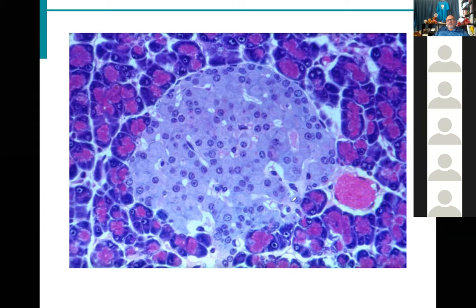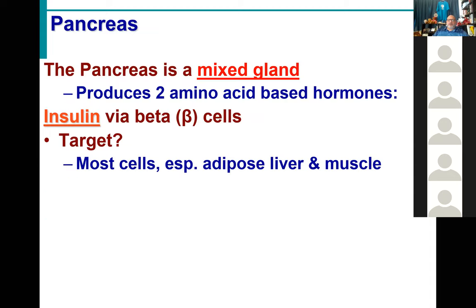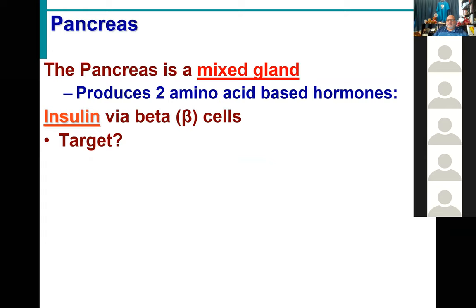But notice with this particular stain, is it as easy to tell the four cells apart? No, right? So I'm not going to hold you responsible for being able to histologically distinguish every single cell of this pancreatic islet. However, you do need to know what the two cells that make the two hormones you're responsible for are. The first of those are our beta cells. Beta cells are the cells that produce insulin.